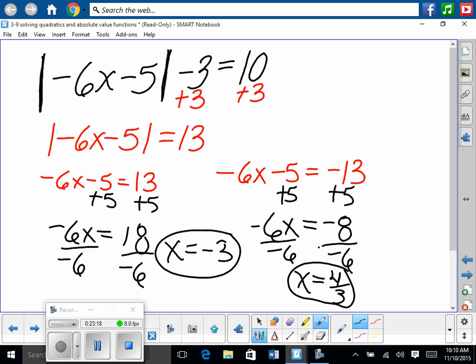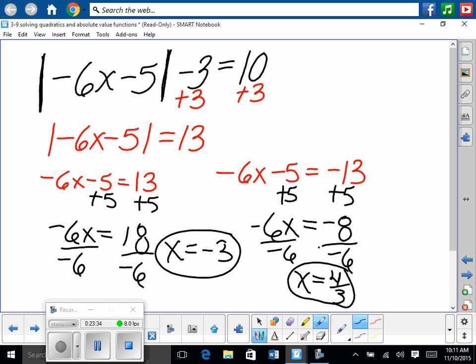If you didn't know how to do that, you just use your calculator, math, enter. What is your problem? What's your question?